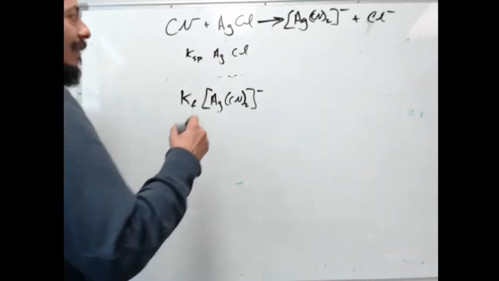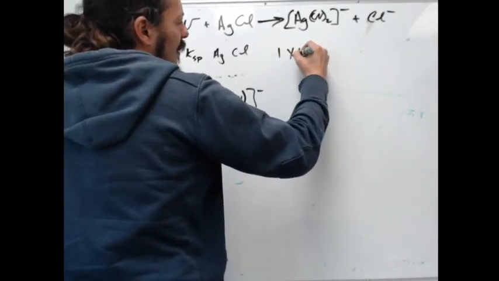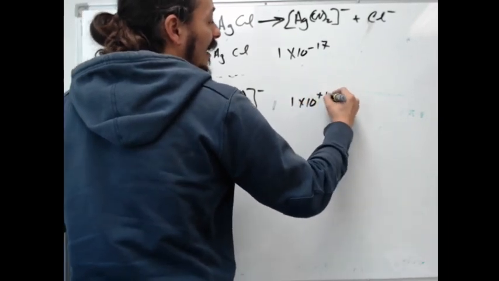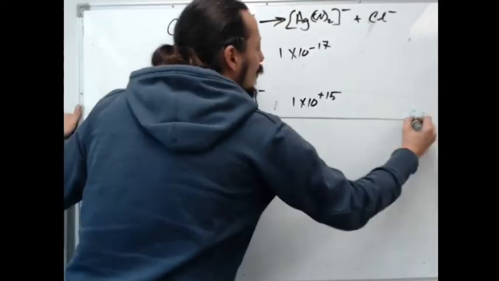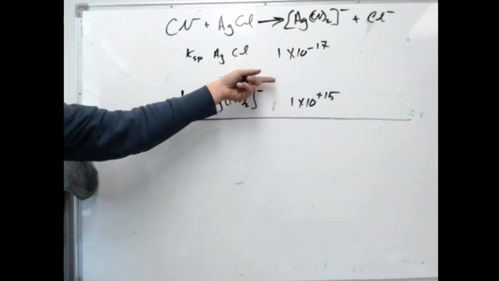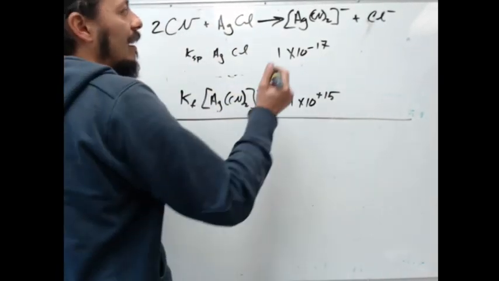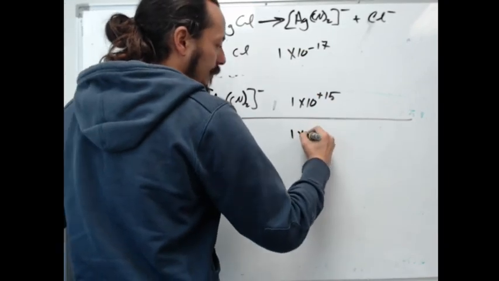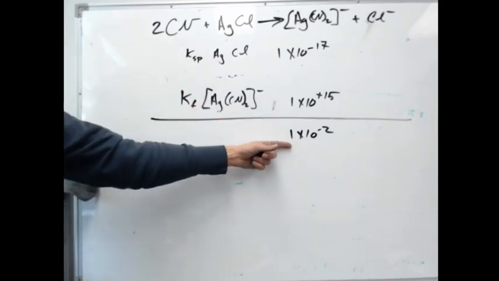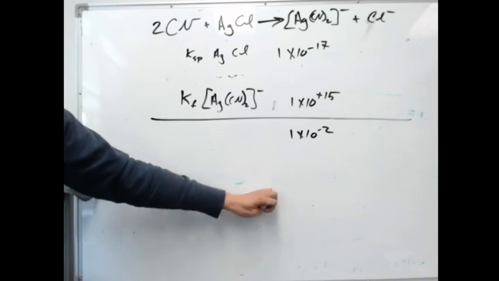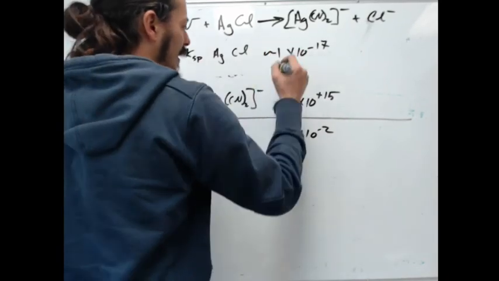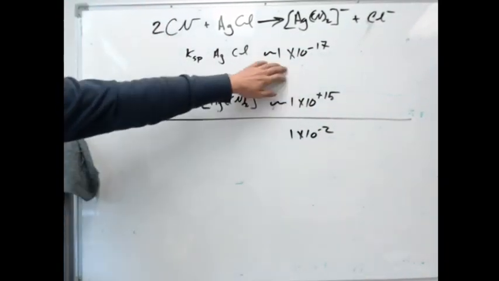Yeah, so if we looked at the KSP for this, it is on the order of 1 times 10 to the minus 17. This has a KF on the order of 1 times 10 to the positive 15. If I look at the silver chloride by itself, it's really insoluble. Not very much solid falls apart. If I look at it with the cyanide, and I put a 2 there to balance it, I'm going to have something like 1 times 10 to the minus 2. My equilibrium is still reactant favored, but a lot less reactant favored than it used to be. So I'm going to see a lot more silver dissolving than I did before. These are approximate numbers. I could be off by orders of magnitude, but it's a really small number and a really large number.